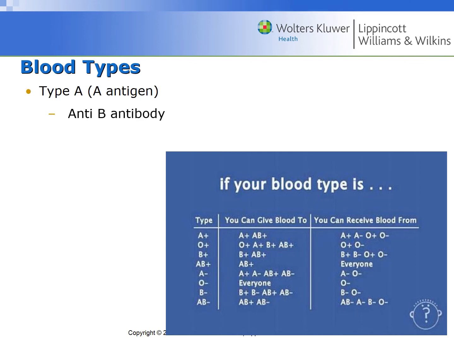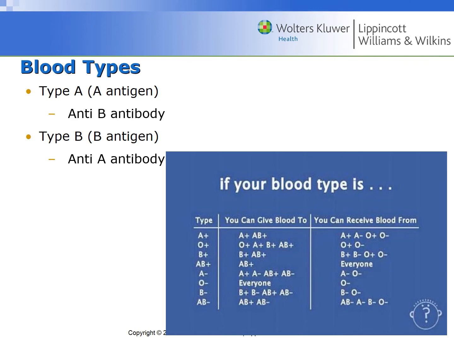So, type A blood. Type A blood has the A antigen on the surface of the red blood cell. In the serum has the anti-B antibody. Okay? So, type A, anti-B. Under type B, has the B antigen on the surface of the red blood cell, and the anti-A antibody in the serum.